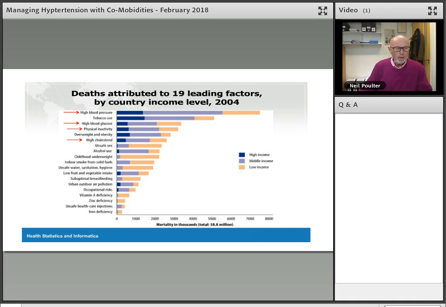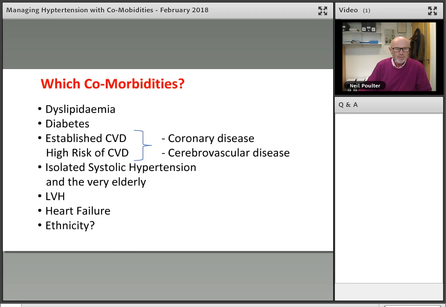Just those three problems, diabetes, high cholesterol and high blood pressure, are huge contributors to 4 out of the top 6 causes of death around the world. So they coexist a lot and they're big killers. So it's very important that we consider them when we're managing high blood pressure.